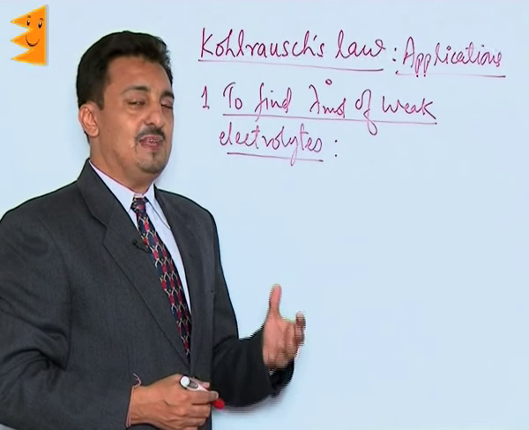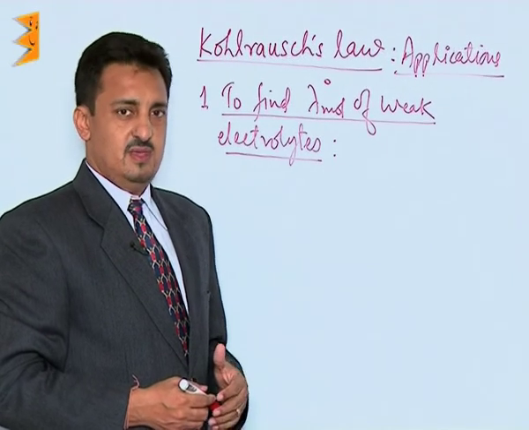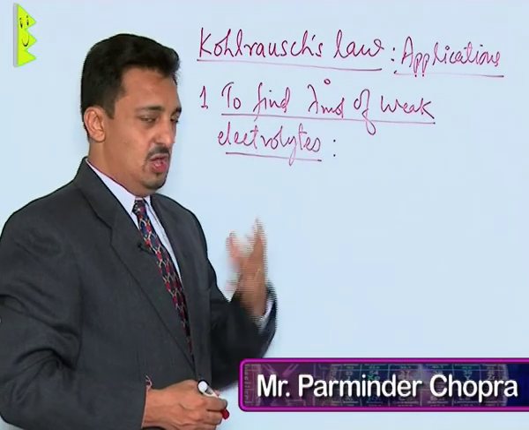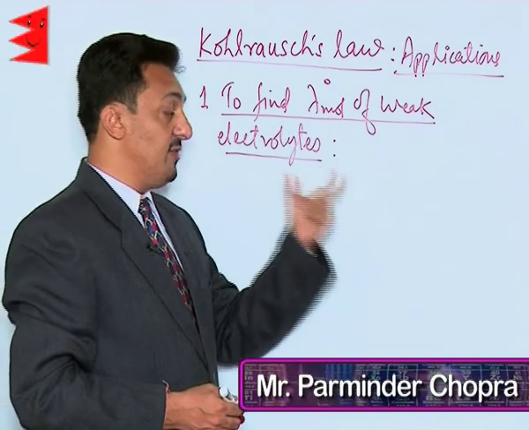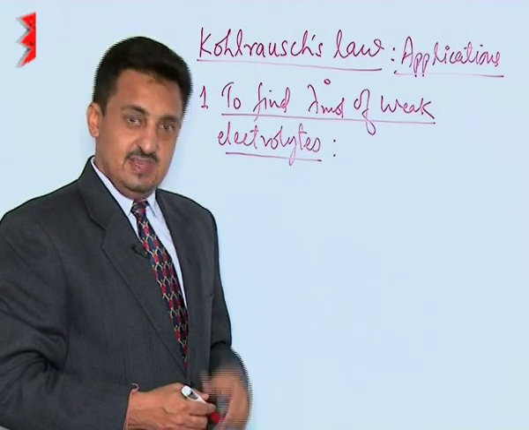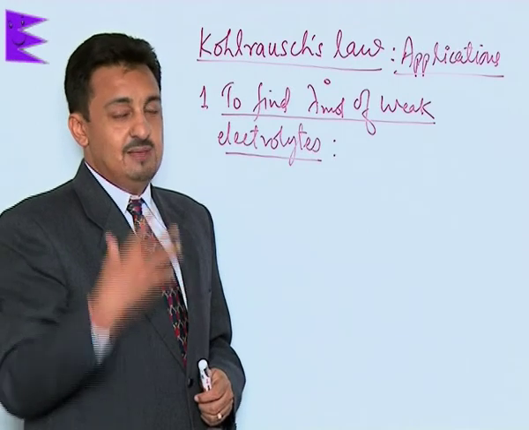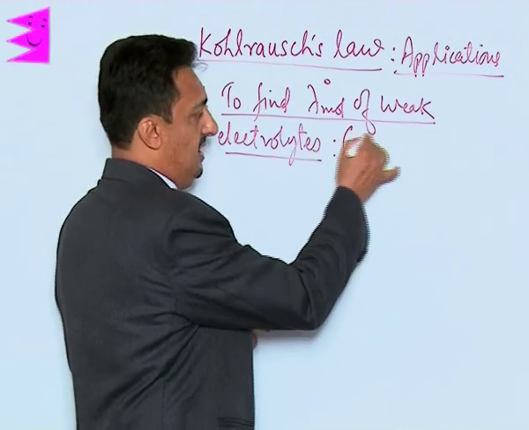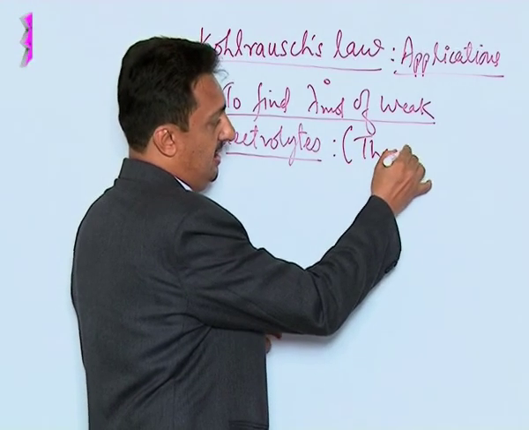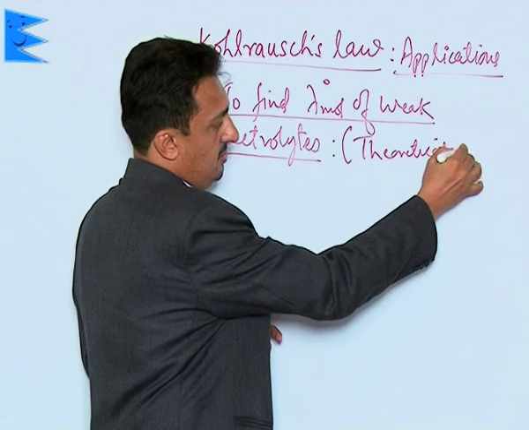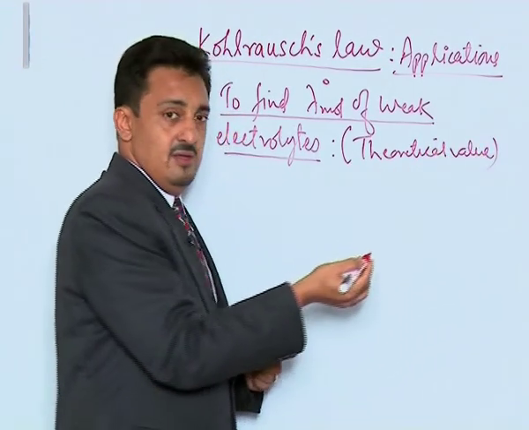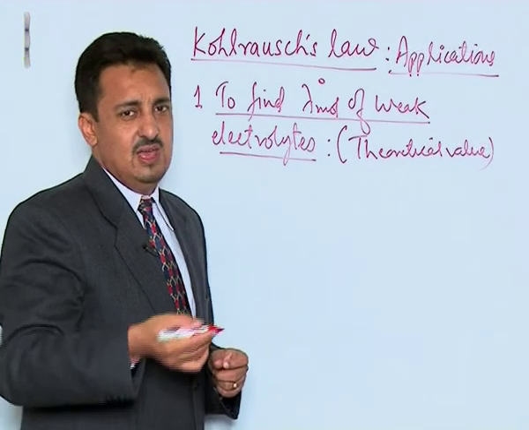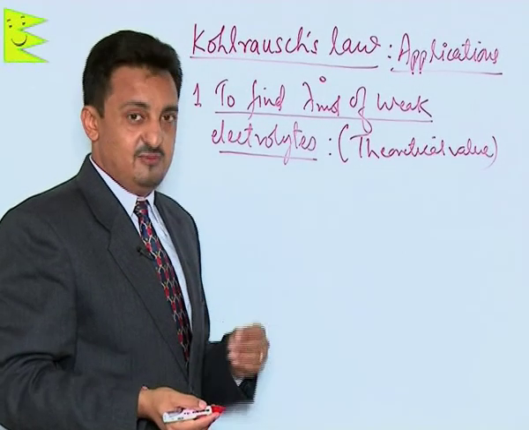Now let us see the applications of Kohlrausch law. The first application is to find the molar conductance at infinite dilution, or the limiting molar conductivity, of weak electrolytes. Yes, we can find out the limiting molar conductivity of weak electrolytes, but remember, this will be a theoretical value, because we know graphically and experimentally that we cannot find out lambda naught for the weak electrolytes, but yes, theoretically we can find out. How?